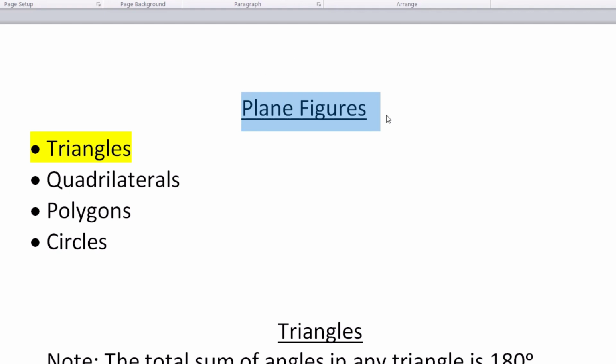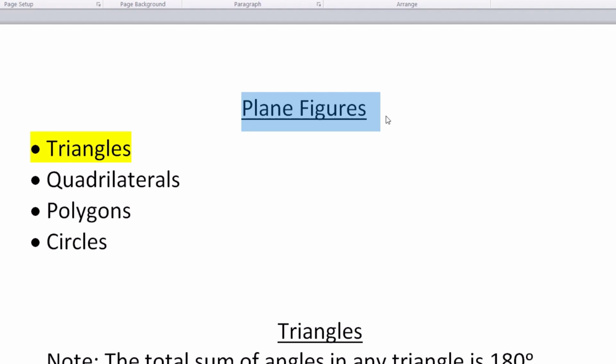Now what is a plane figure? A plane figure is a flat shape that lies entirely on a single surface. These figures don't stick out and they only have length and width, no height or depth. So these figures occupy space but have no thickness.